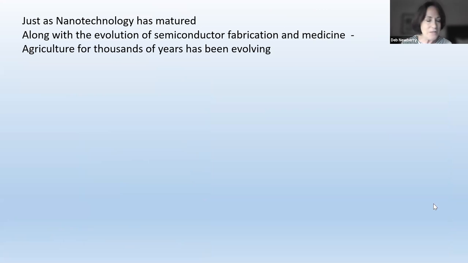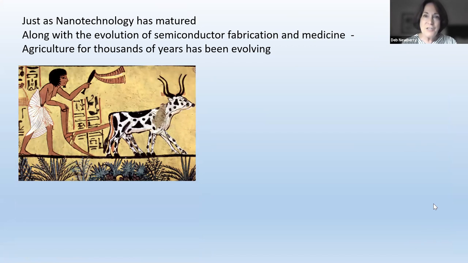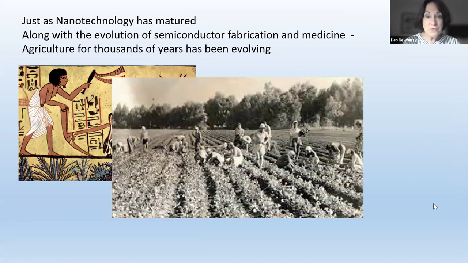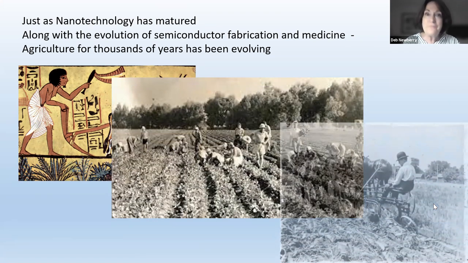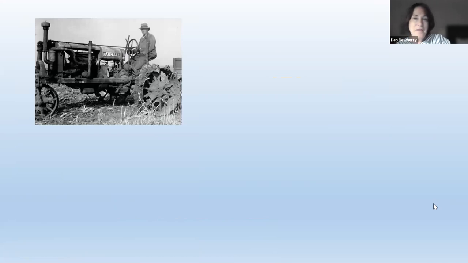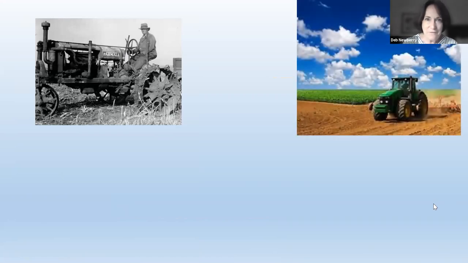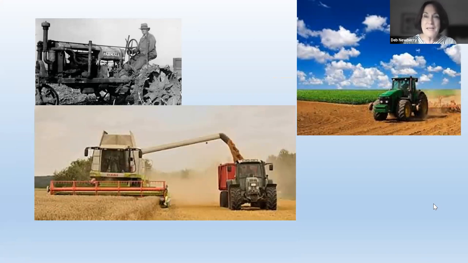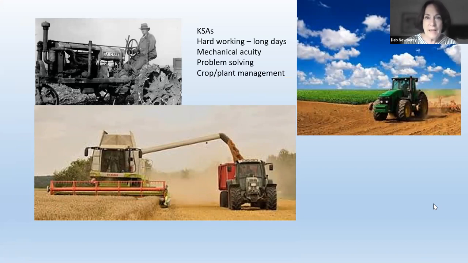Now, just as nanotechnology has been evolving through semiconductor fabrication and medicine, the biotechnology arena, agriculture has been evolving for a whole lot longer, thousands of years. We have images from the ancient Egyptians using plows and cattle to till the soil. And then of course we used a lot of people to do harvesting and planting and everything that was involved. And then finally, of course, we started using animals. And so through that whole thing, farming and agriculture was evolving. And then we finally created the mechanical aspects, the tractor, which has certainly evolved over time. And now we have amazing tools that are used in the agriculture industry.